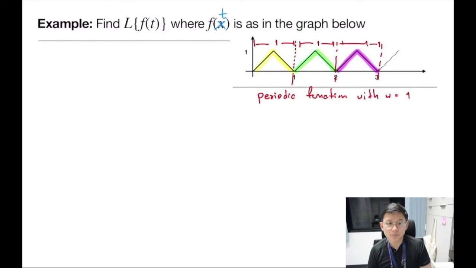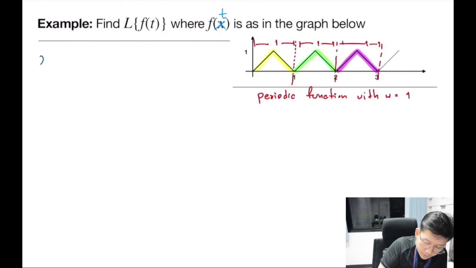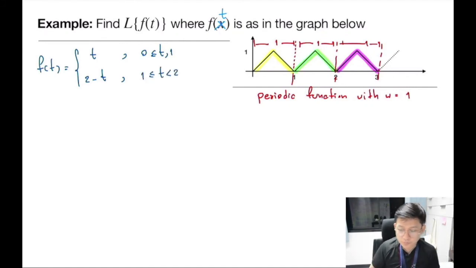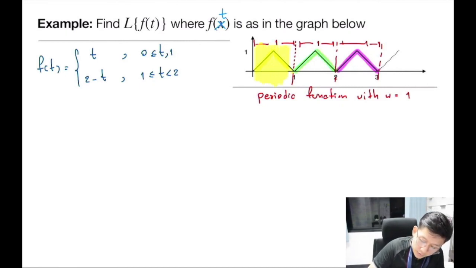Okay, and how to define this function? It's quite simple, guys. If you want to define these functions, you get f(t) equals t if t is from 0 to 1, and it's 2 minus t when t is from 1 to 2. So basically, you just define it for the first interval, the yellow interval.